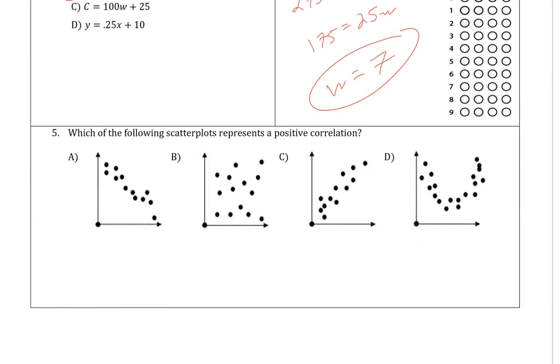Here, talking about correlation. So which scatter plot represents a positive correlation? So we've discussed correlation, meaning that positive means it's going up from left to right. And correlation just means the points are close together. So the only graph that goes up from left to right would be choice C.